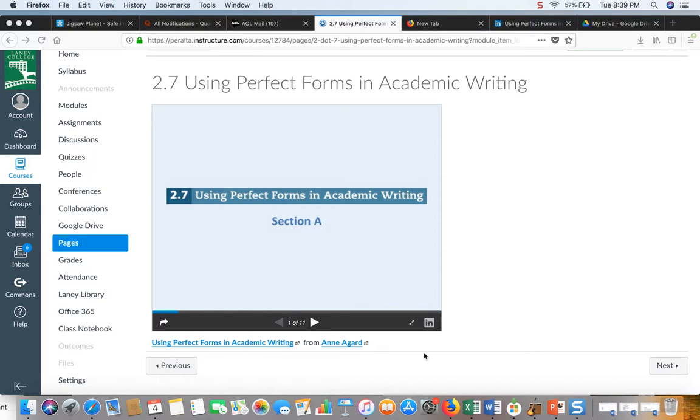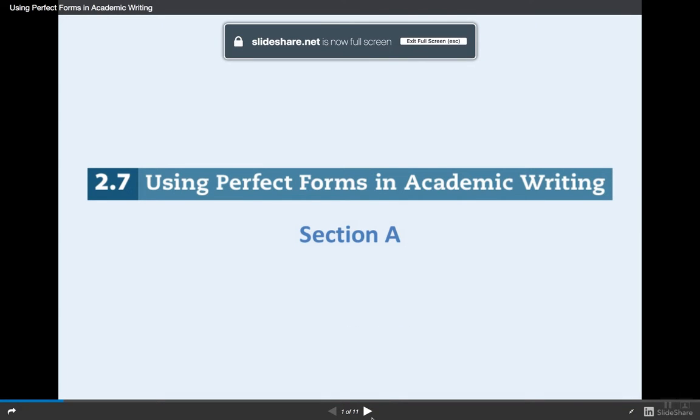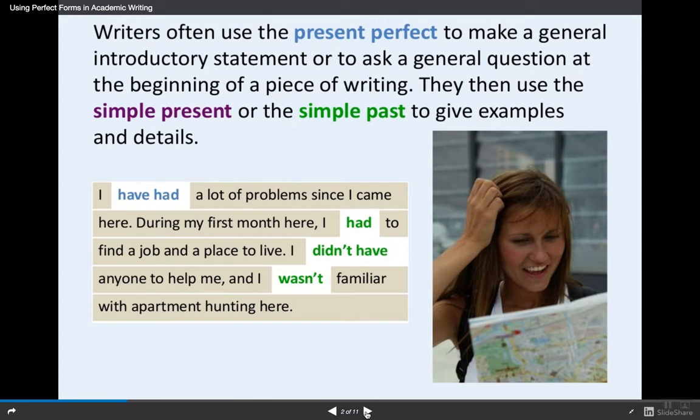Here we're talking about the use of perfect forms in academic writing. Writers often use the present perfect to make a general introductory statement or to ask a general question at the beginning of a piece of writing. They then use the simple present or the simple past to give examples and details. And that is what you saw happen in the work you did in class last time.